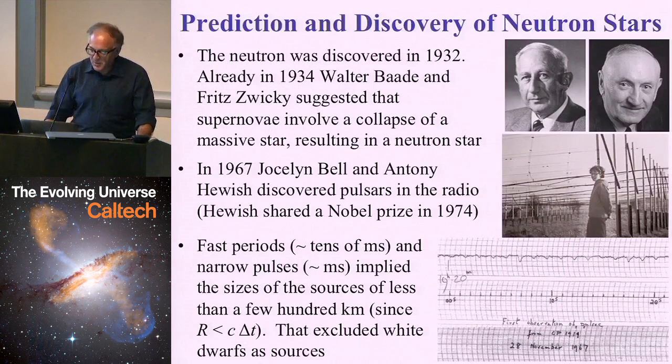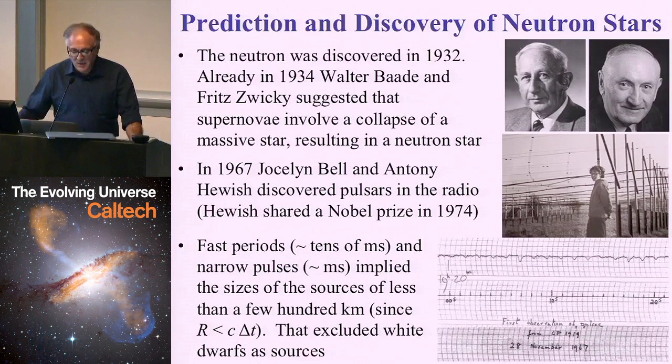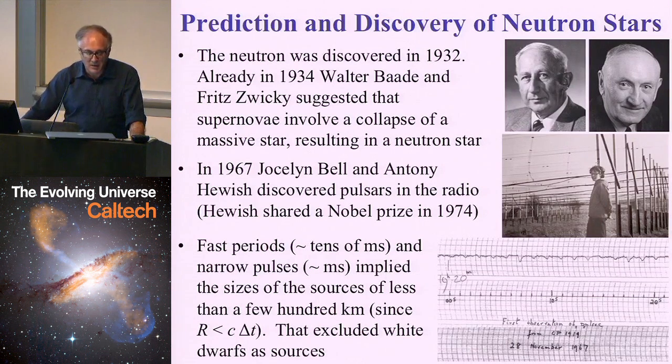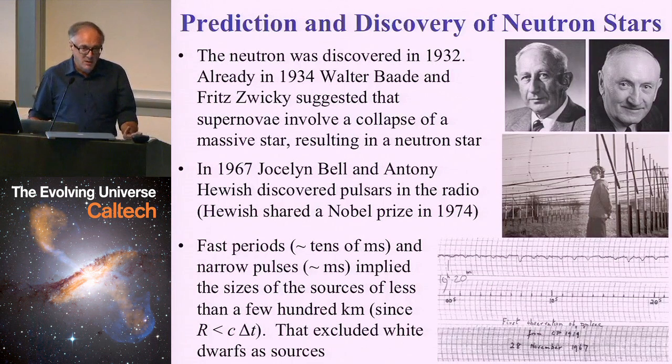Well, how did this all come about? The neutron itself was discovered in the laboratory in 1932, and already 2 years later, two Pasadena astrophysicists, Walter Baade and Fritz Zwicky, who were studying supernovae, which around that time they figured out are not ordinary novae but a completely different phenomenon, speculated they come from the collapse of a very massive star, and that the core of a star could become a neutron star. It was a prediction way ahead of its time.